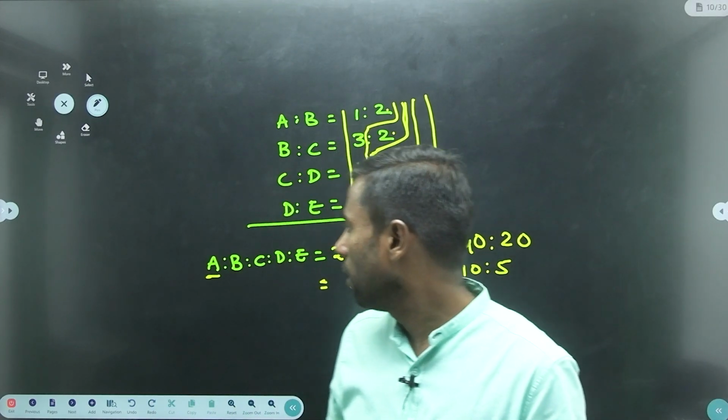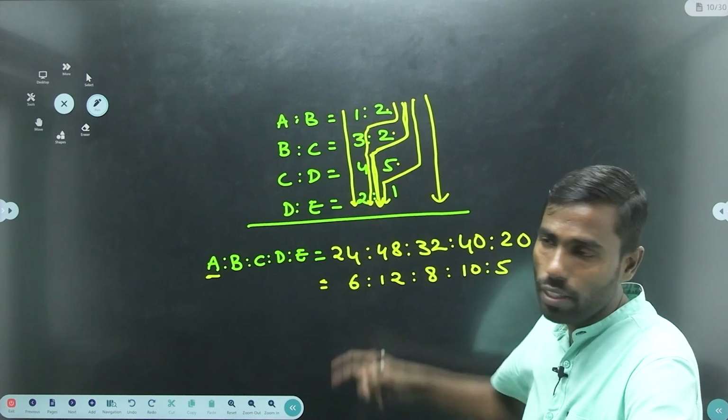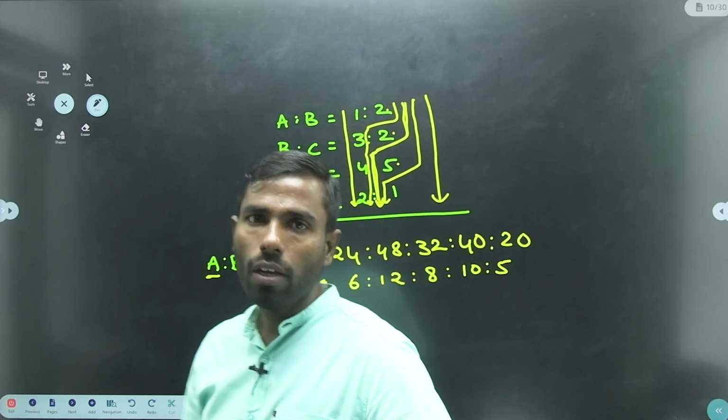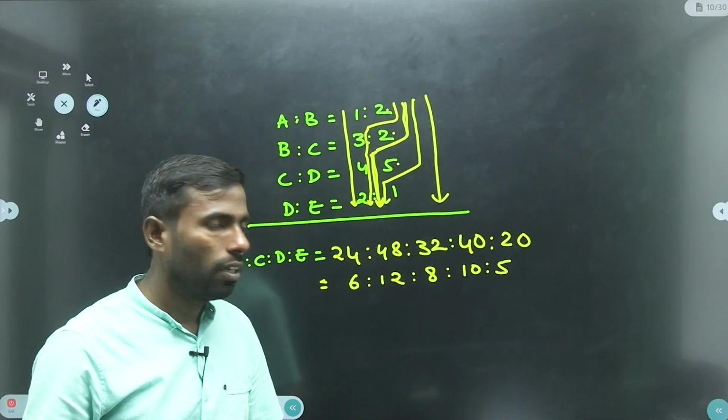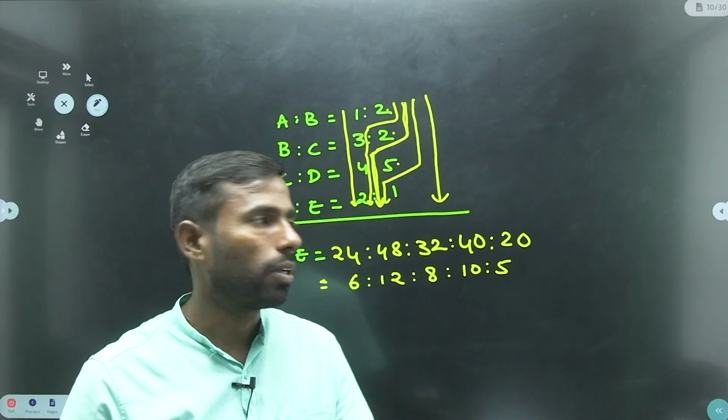So the simplified ratio of A is to B is to C is to D for the given ratios is 6 is to 12 is to 8 is to 10 is to 5. Okay, hope this part is clear. This is about when they have given 5 variables. Now, we enter into another concept.